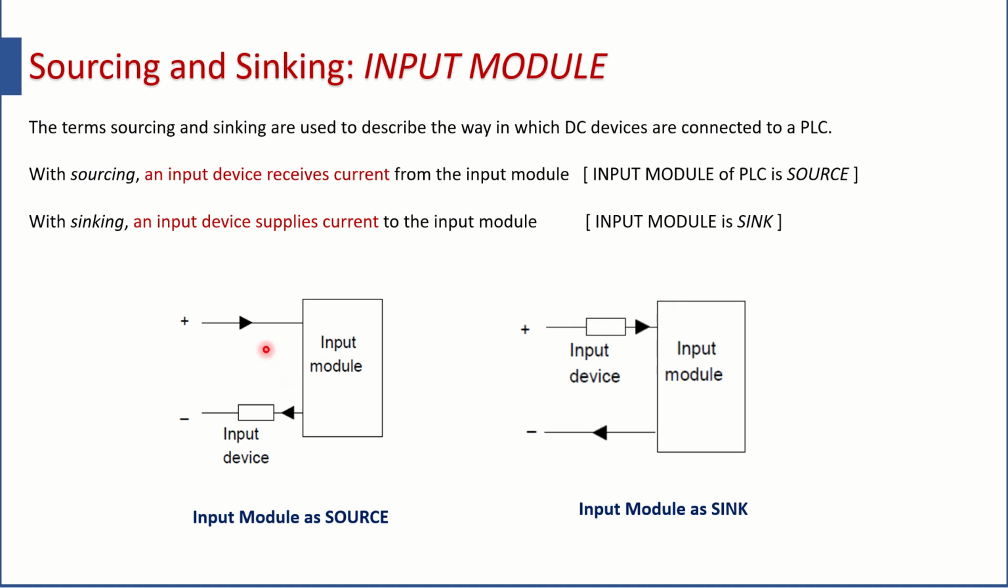This is very clear. In case you are using the input module, this is the input module, right? This is the input device and you are using the input module as a source. So then the current will be flowing from the input module to the device. When the switching is on, the current will be able to flow. When it is off, the current will not be able to flow. Accordingly, the logic decisions are taken inside.